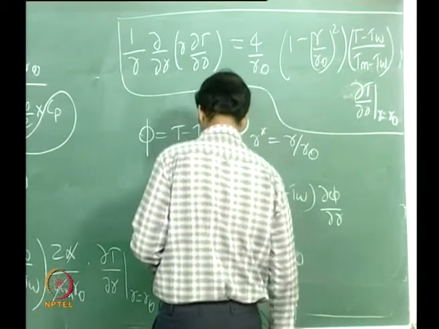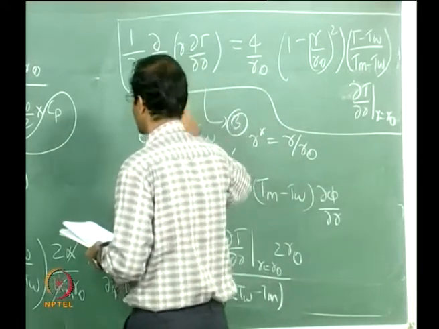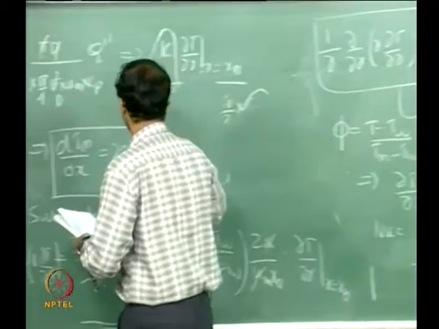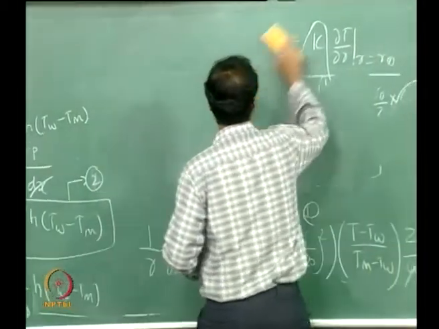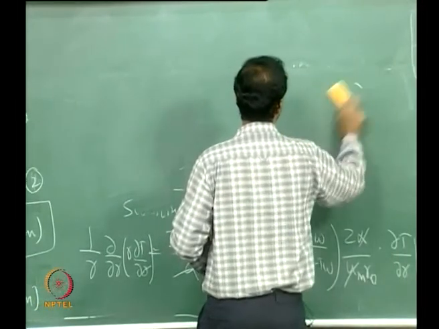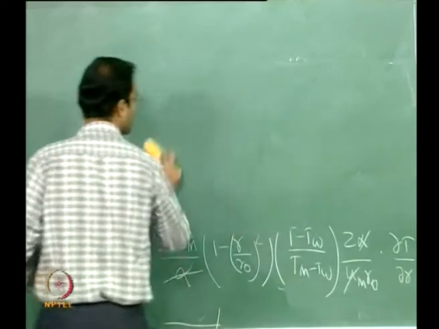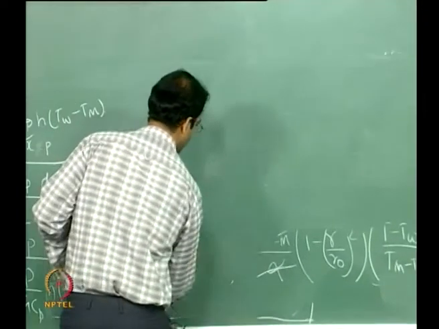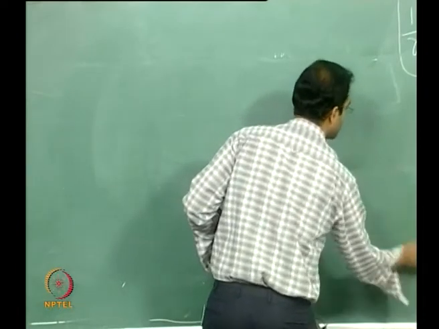If you use these expressions and substitute into this governing equation 3, I request all of you to do that and tell me what will be the final non-dimensional equation for phi in terms of phi and r star. So with that we will stop for today.